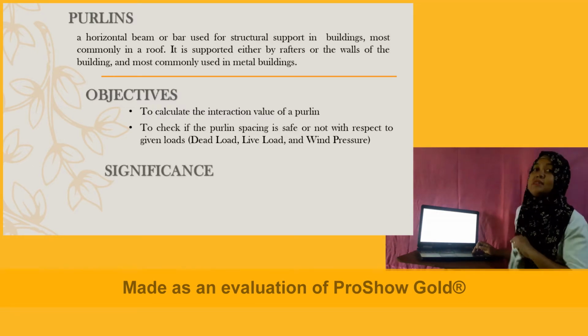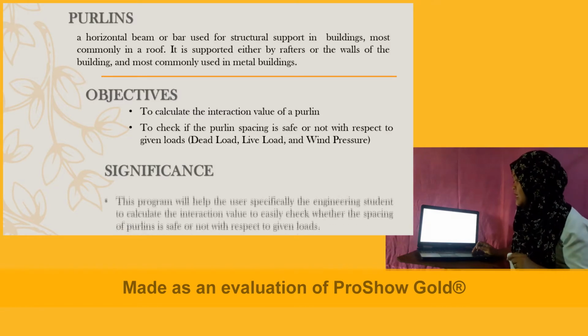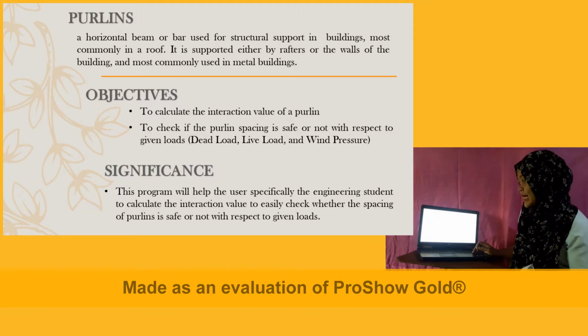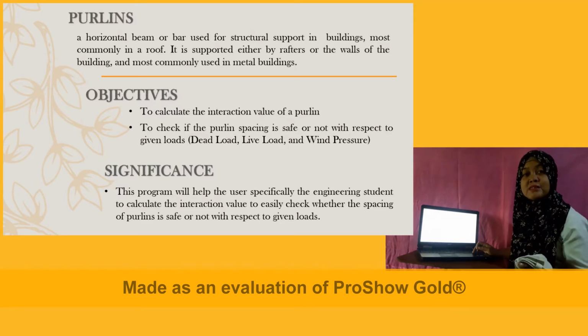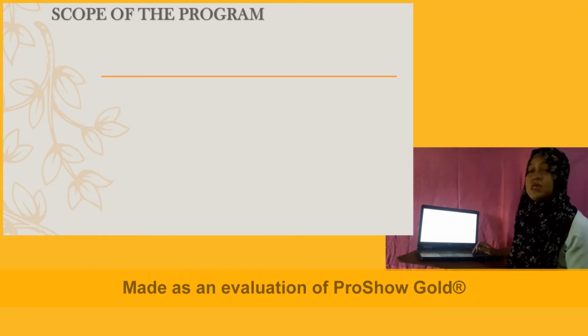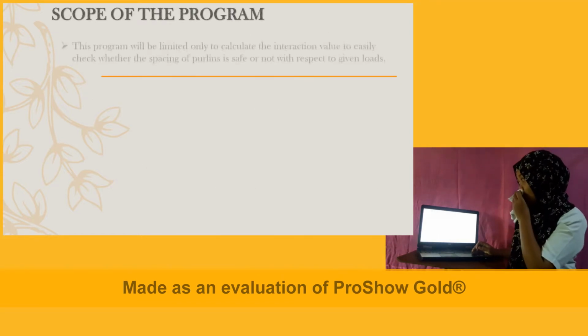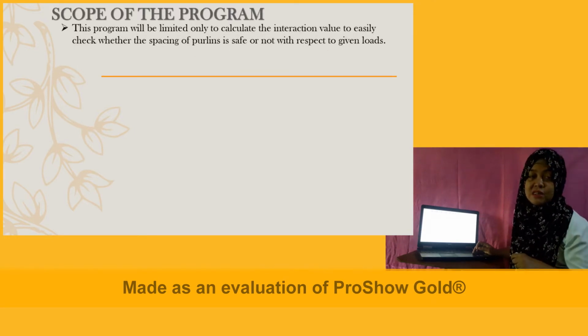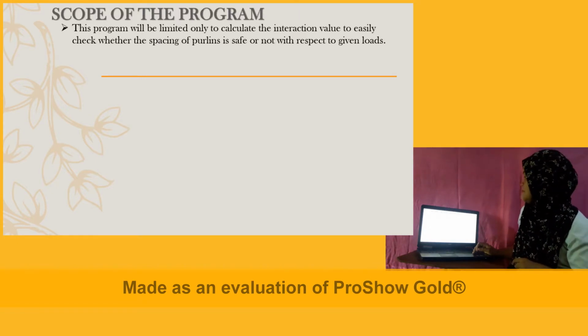So, the significance of this proposal. This program will help the user, specifically our engineering students, to calculate the interaction value so they can check whether the spacing of the Purlin is safe or not for the given loads. So, here is the scope of this program. First, it is limited only to calculating the interaction value of our Purlins to easily check whether the spacing of Purlin is safe or not.